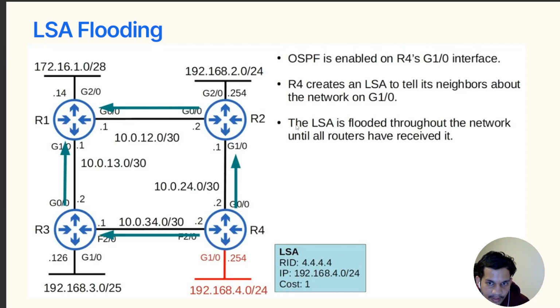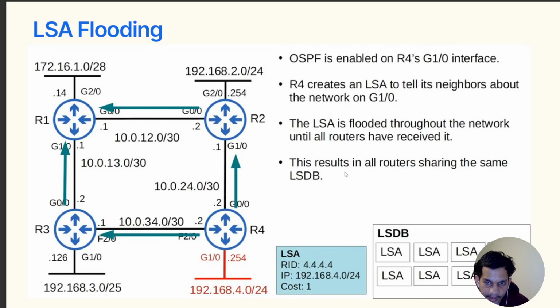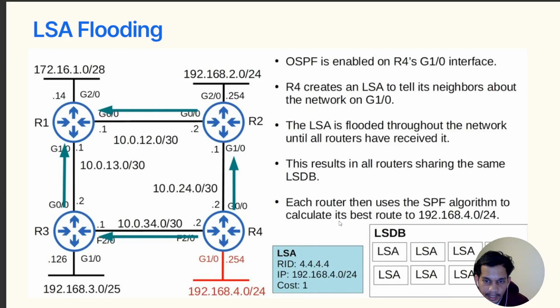This LSA is forwarded through the network until all the routers have received it. So it is spread over the network, and this results in all routers sharing the same LSDB. Once everyone has the LSA, it forms an LSDB, and each router then uses the shortest path first algorithm to calculate the best route to the network on its interface.